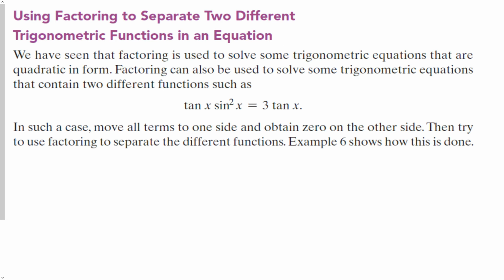So let's use factoring to separate some trigonometric functions in an equation. Again, make sure we're using these zero product properties. So we've seen that factoring can be used to solve trigonometric equations that are in quadratic form. It could also be used to solve trigonometric equations that contain two different kinds of functions, like tangent and sine.